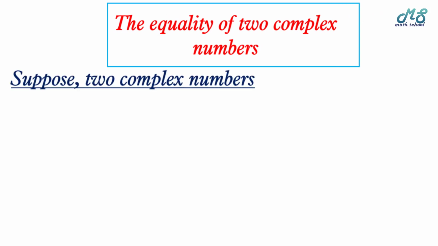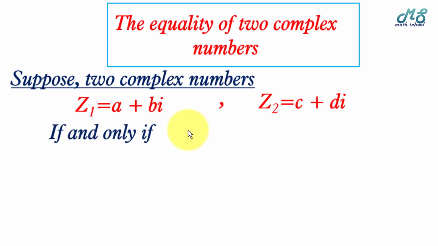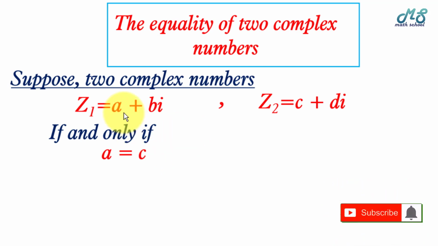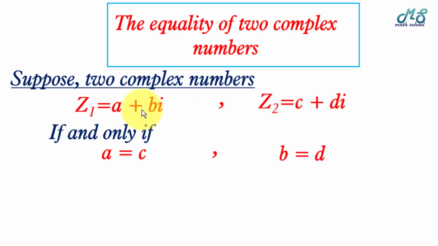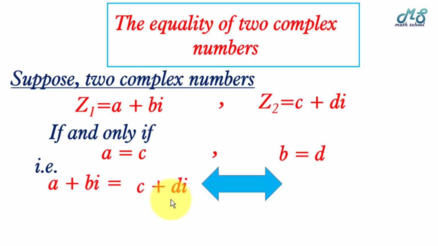The equality of two complex numbers. Suppose we have two complex numbers. The first one is a plus bi, the second one is c plus di. The two complex numbers are equal if and only if a equals c, meaning the real part of the first equals the real part of the second, and the imaginary part of the first equals the imaginary part of the second, meaning b equals d. If two complex numbers are equal, we deduce that real part equals real part and imaginary part equals imaginary part.